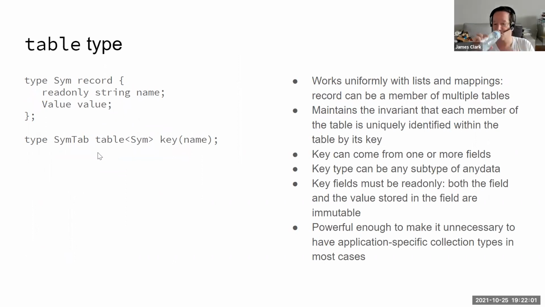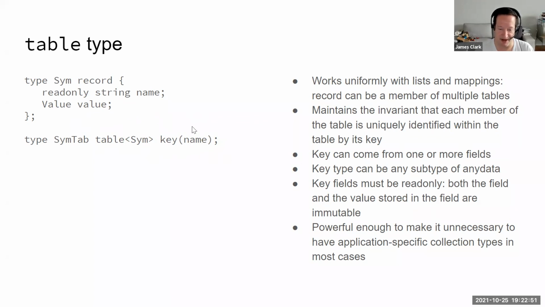The final thing that read-only does for us is it helps us with the table type. The idea of the table type is it's like an array of records, but it has a primary key-like feature. So this is saying that the symtab type is a table that contains records of type sim, and they are uniquely identified within the table by the value of their name field. The table maintains the invariant that the key uniquely identifies the records within the value.